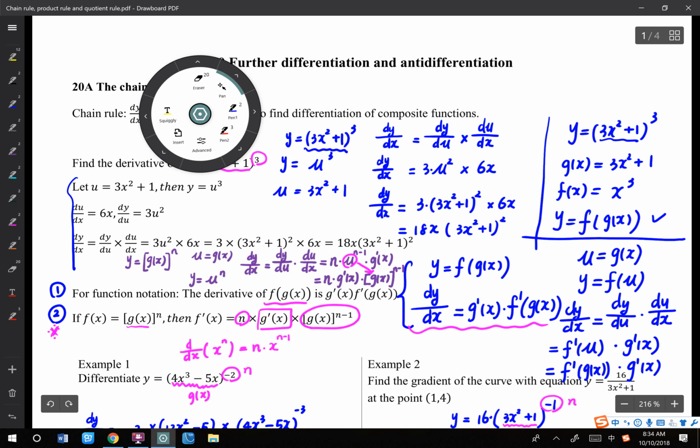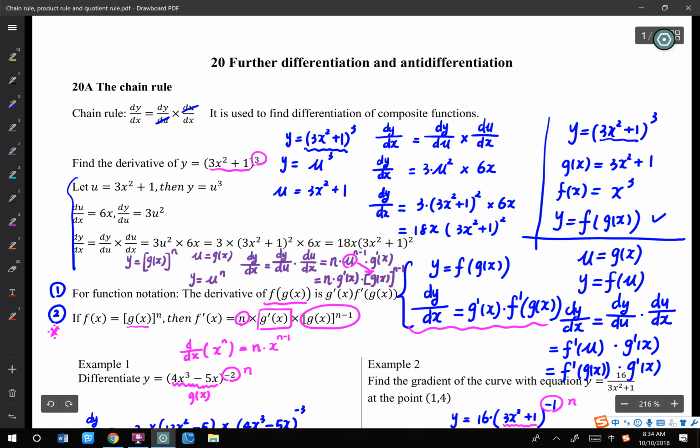Alright, a little bit of revision on what we learned yesterday. Yesterday we learned a rule called the chain rule. The chain rule helps us to do some differentiation, especially with composite functions. If we put one function into another function and we don't want to do expansion, we want to differentiate that easily, we can use the chain rule.